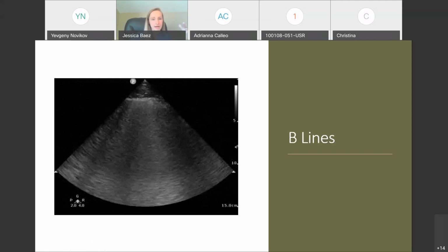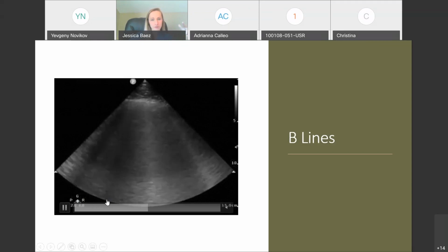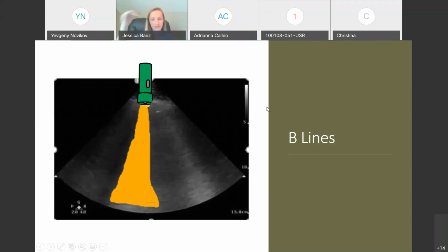B lines end up looking like these hyperechoic lines extending from here out to the far field. They are often described as having a flashlight appearance, kind of shining down from the pleural line. These are indicative of fluid in the pulmonary tissue. The important thing is that B lines in and of themselves don't mean pulmonary edema. It could be fluid due to a consolidation or something like that. So B lines, while they do indicate fluid in the tissue, aren't necessarily pulmonary edema alone. We'll talk more about that a little bit later, okay?